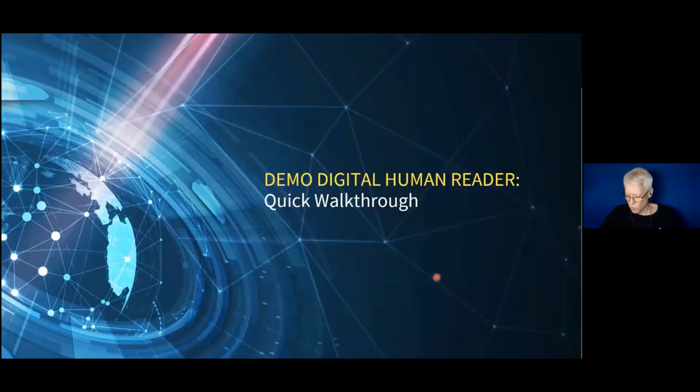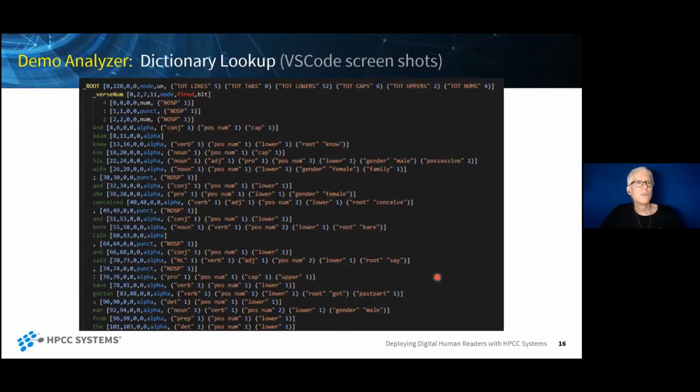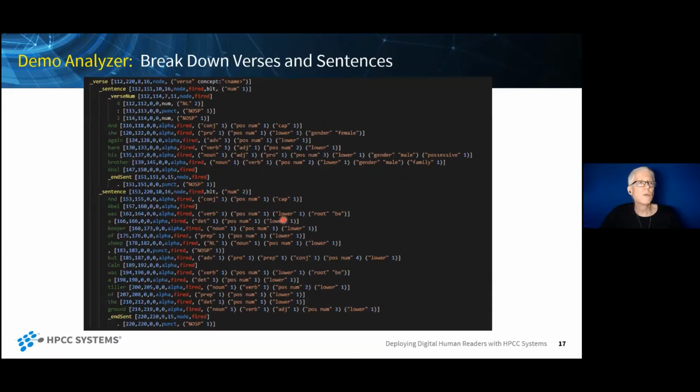So here's a quick walkthrough of our demo digital human reader. This is a screenshot from VSCode, from Visual Text, what I call it. So you're seeing actual code from the computer. This is the output of the first pass of the digital human reader, which breaks down and looks up each word. You can see here the parts of speech. You can even see down here gender, male for the man. Next thing we do is we break it down into sentences and verbs. You can see this is like nested. Think of this as nested folders on your computer.